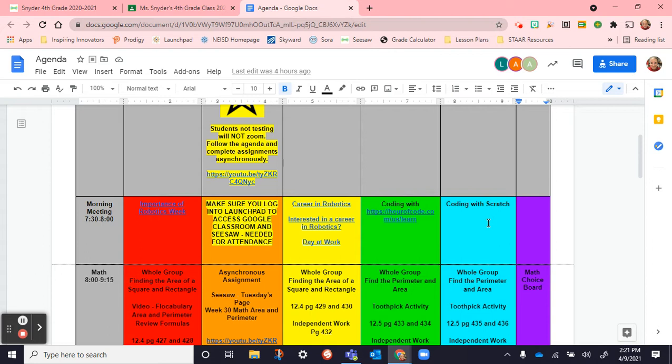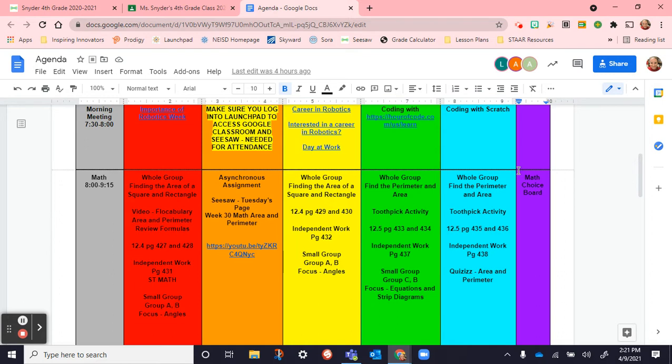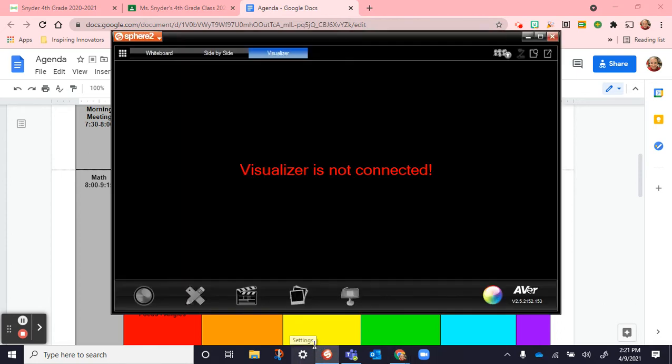Today in class, we started off our morning. We ended up finishing our talk about robotics with some coding in Scratch and got to share some projects with that this morning. Then in math, we continued talking about how we find the perimeter and area. And we did one last activity with our toothpicks.